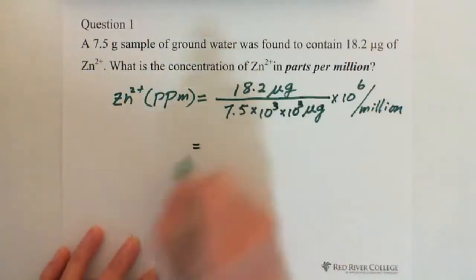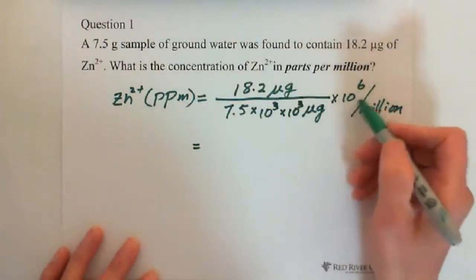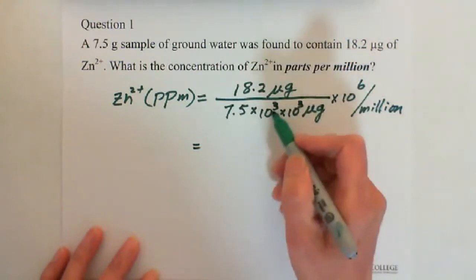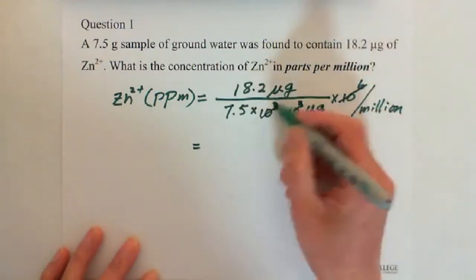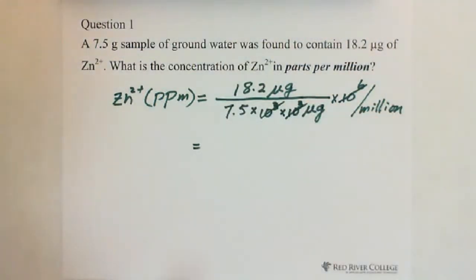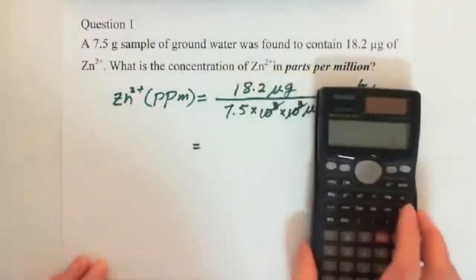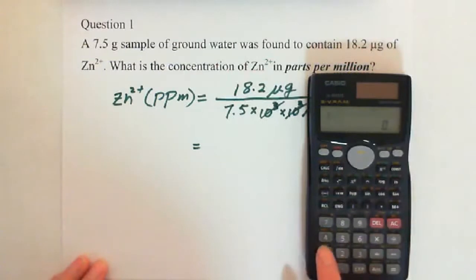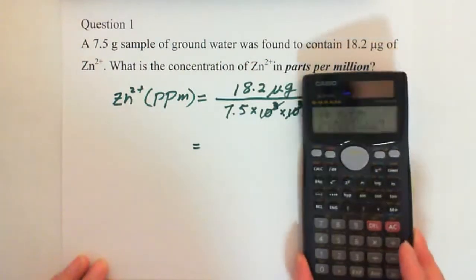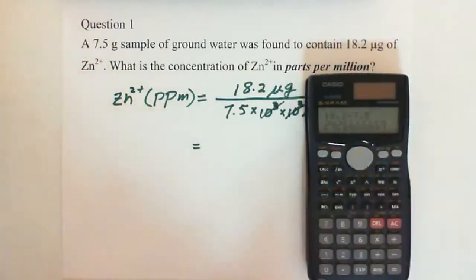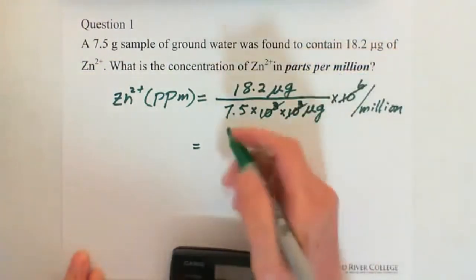Then we can see 10 to the 6 exponent here, and this 10 to the 3 times 10 to the 3 is 10 to the 6 exponent. These two can be cancelled out, so we leave 18.2 micrograms divided by 7.5 micrograms. So we got 18.2 micrograms divided by 7.5 micrograms. We got 2.43.